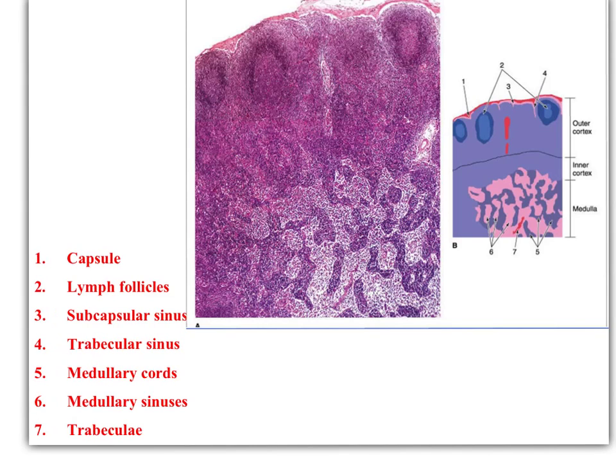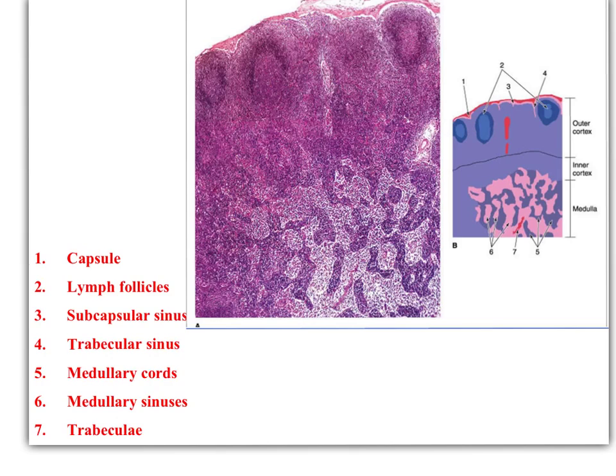This is also a very nice picture for the structure of the lymph node. Number 1 here we have this red line, it is the capsule. The red area here is the capsule formed of collagen and elastic fibers. We have smooth muscles only in the hilum.